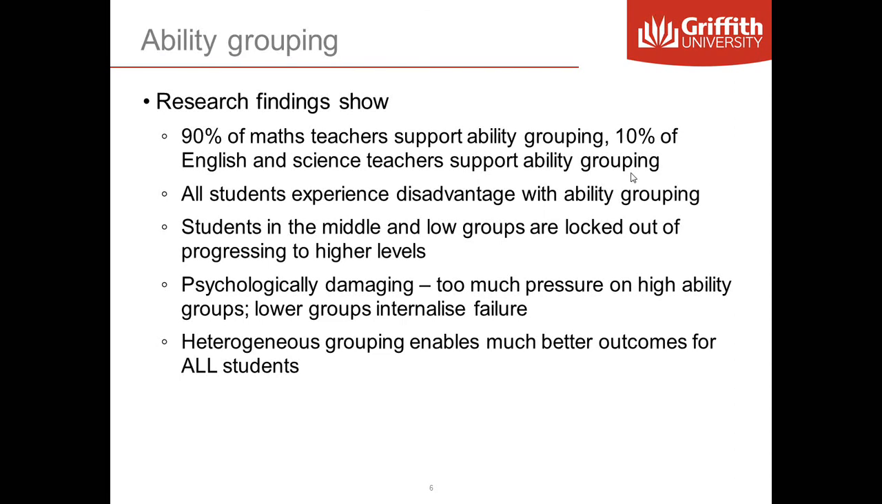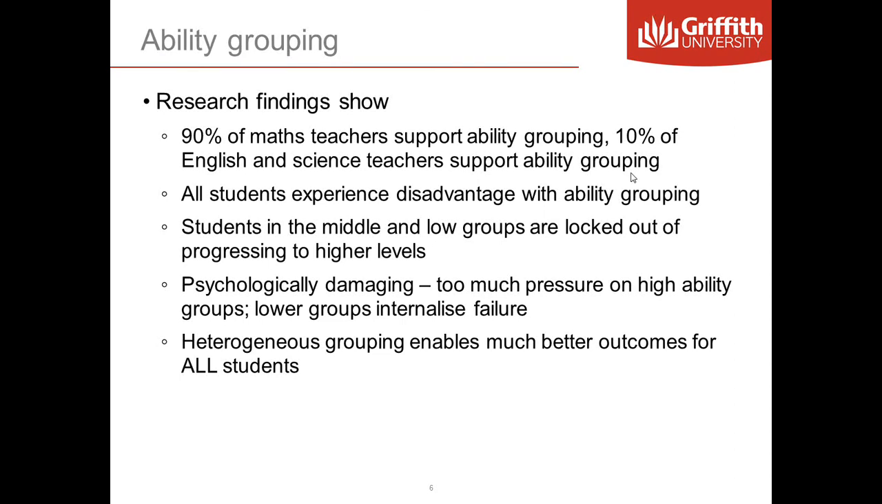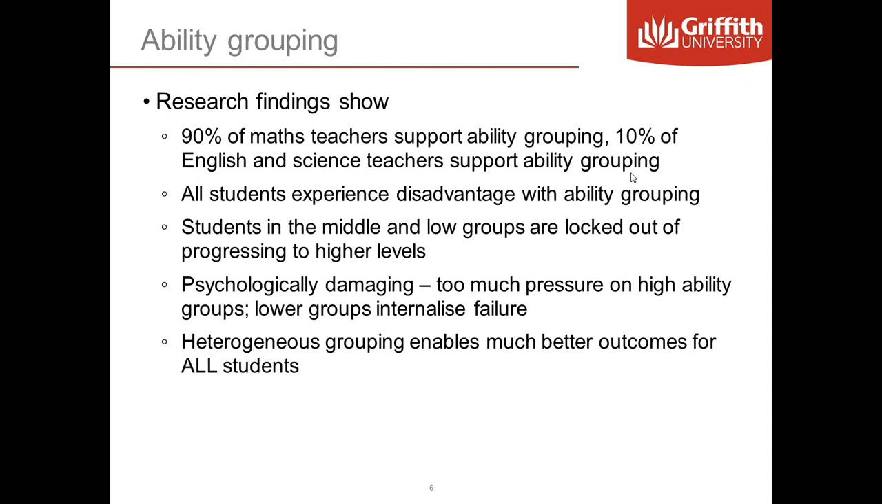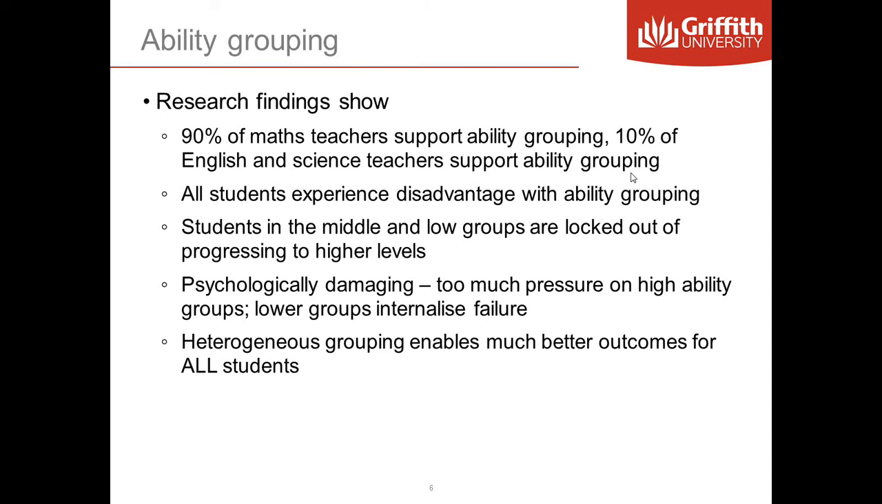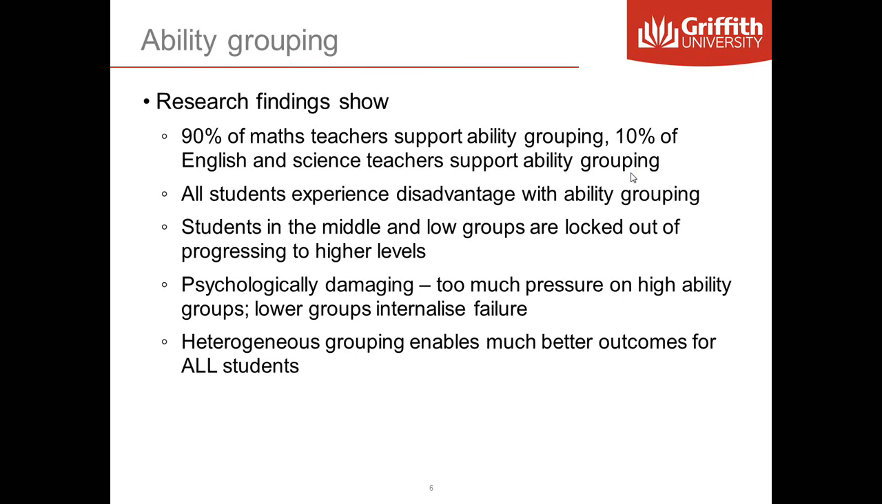So what I want to do very briefly, and we'll encounter this a lot more, is raise it in this first course so that you're starting to become aware of and critical of this practice. What we know from the plethora of research that's been done around ability grouping is that 90% of maths teachers support ability grouping, but 10% of English teachers support ability grouping, which might be anticipated. The one that is always amazing is that only 10% of science teachers, which you would think science and mathematics come together, so why is it that only 10% of science teachers support ability grouping? And why is it that 90% of maths teachers support ability grouping?